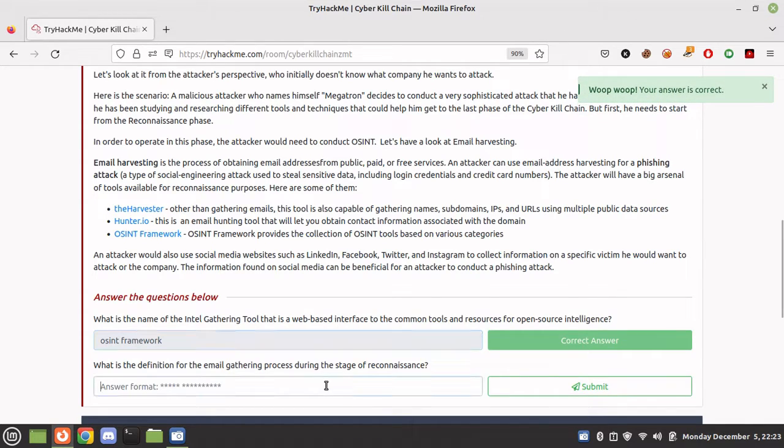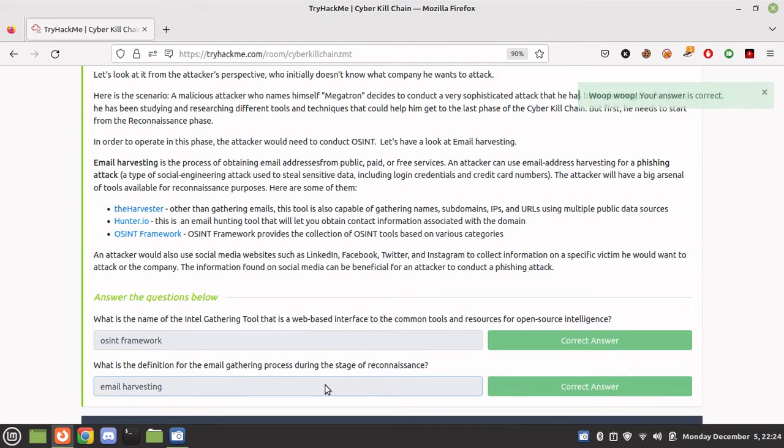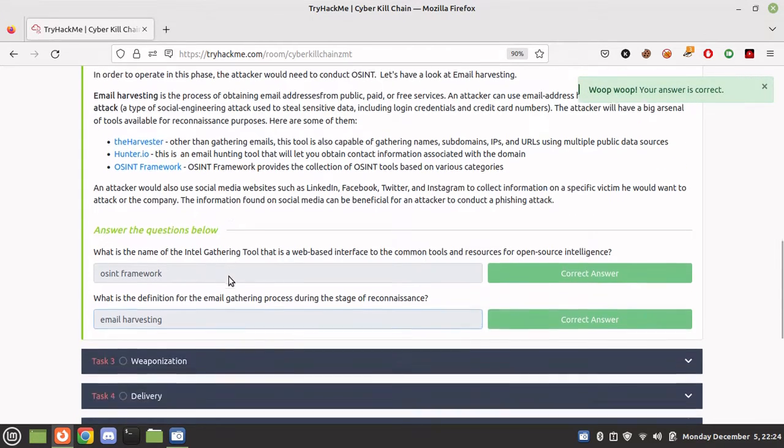Then we have: what is the definition for the email gathering process during this stage of reconnaissance? Of course, it's email harvesting, as we read here. We can do that using theHarvester, hunter.io and the OSINT framework.